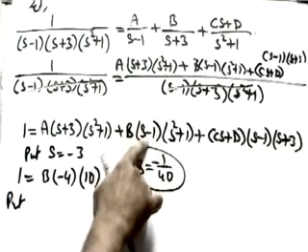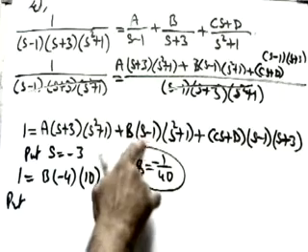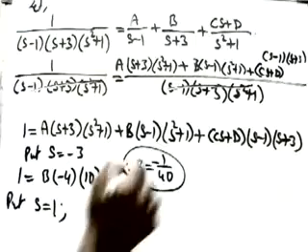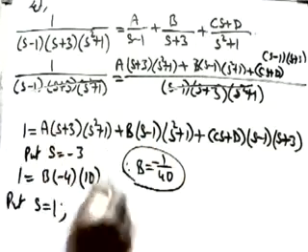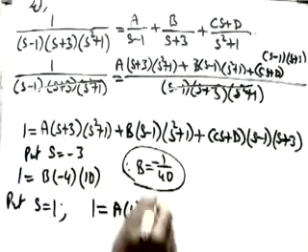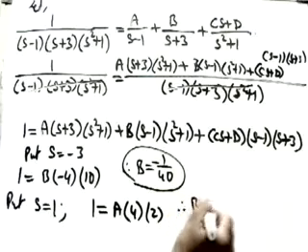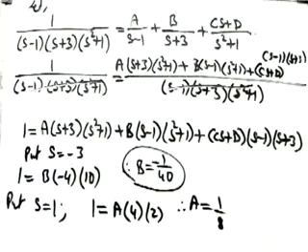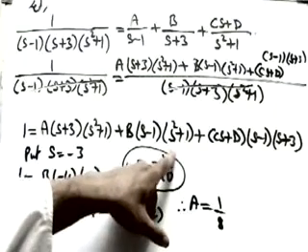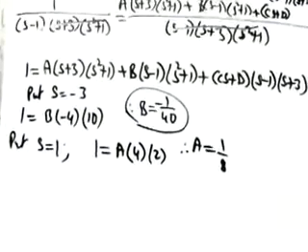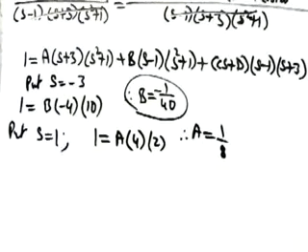Similarly, now let me make the other factor 0. If you put s equals 1, 1 minus 1 is 0, so we get the value of a. a into 1 plus 3 is 4, 1 square is 1, 1 plus 1 is 2, 2 fours are 8. Therefore a equals 1 by 8. But now we cannot make s square plus 1 zero, so let me change the method. There are many methods. I am doing one thing: let me multiply.